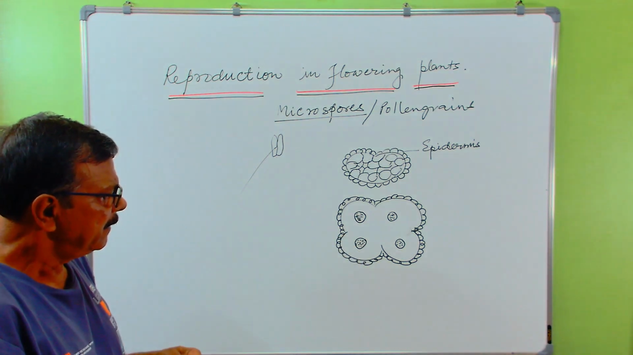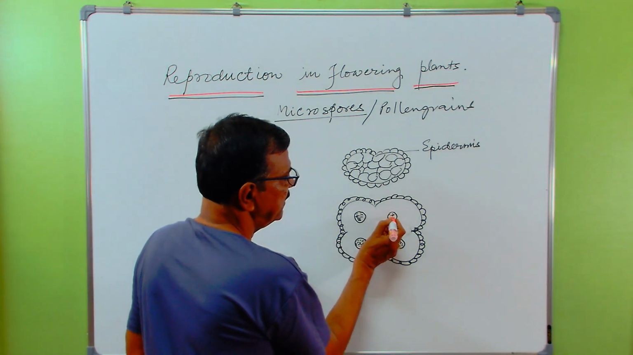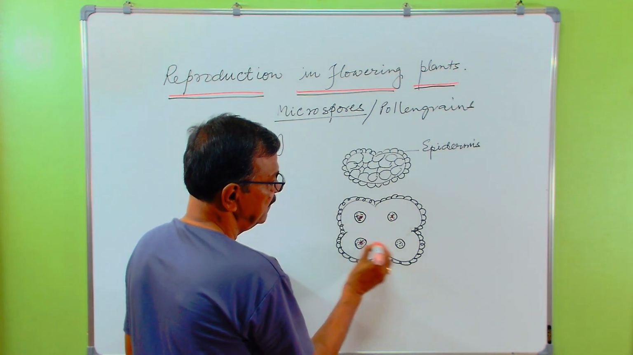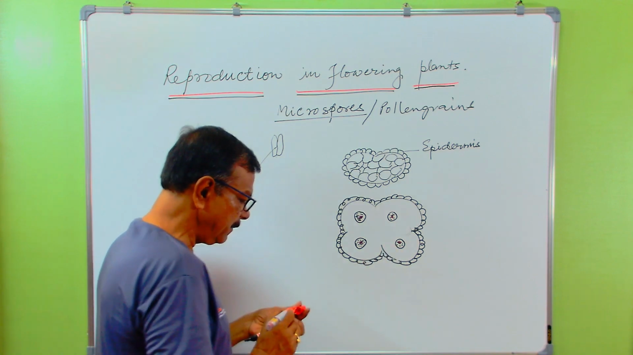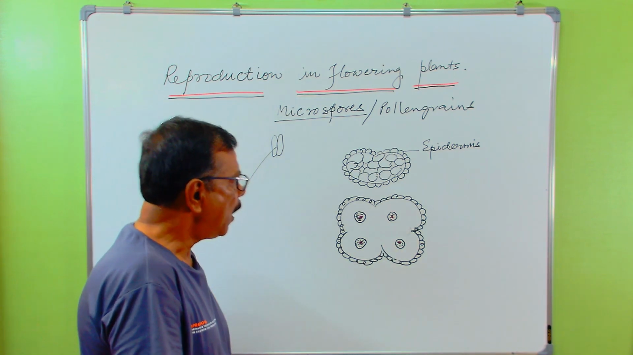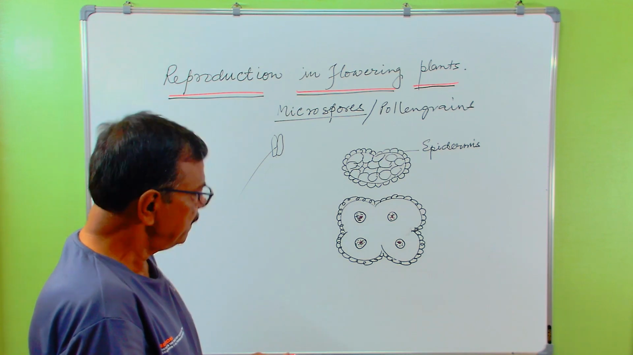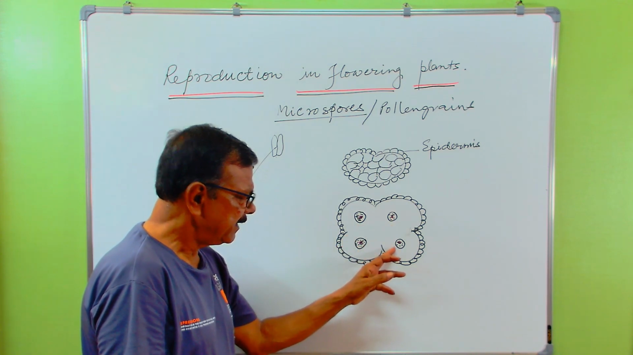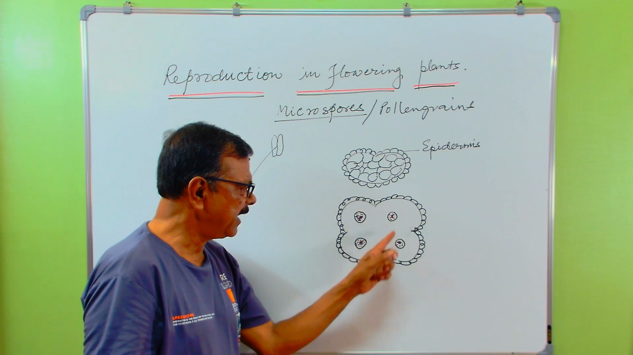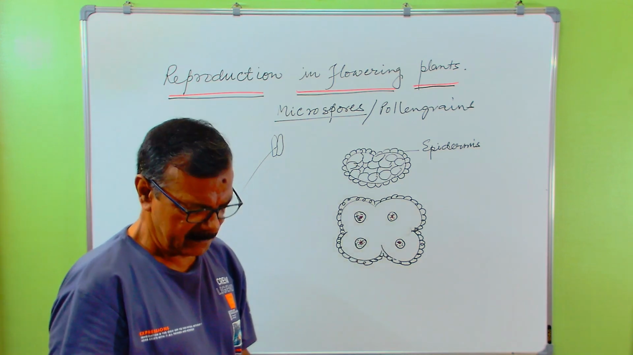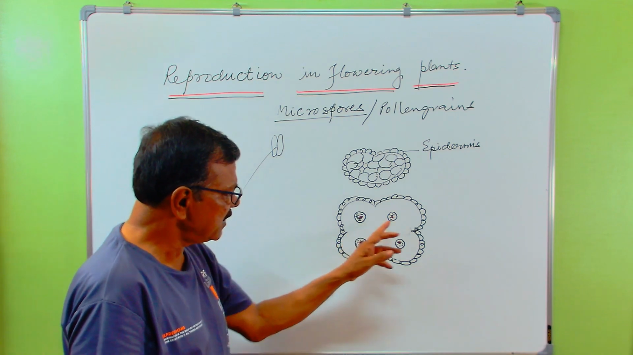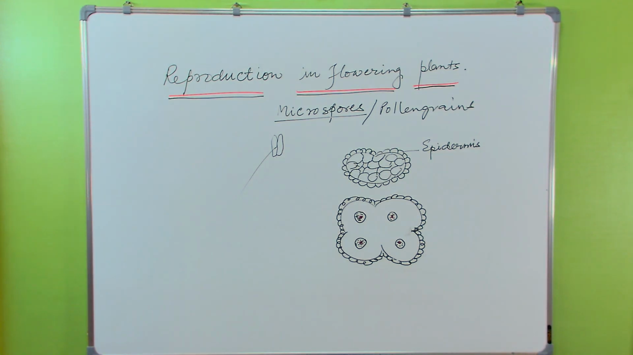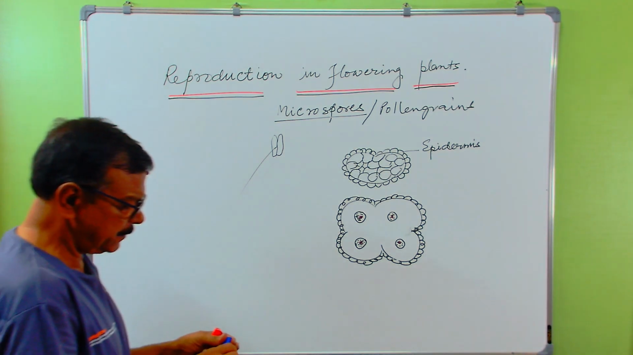And they are seen to contain distinct nucleus. So some of the hypodermal cells of the anther get dense and their nucleus becomes distinct. So these cells are called archisporial cells.